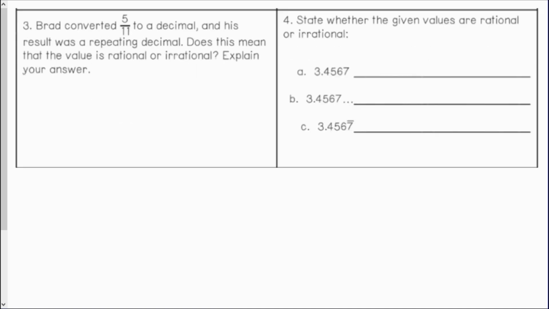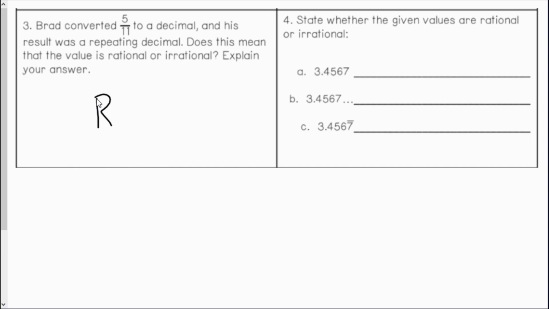Number 3, Brad converted 5/11ths to a decimal and his result was a repeating decimal. Does this mean that the value is rational or irrational? Explain your answer. Every repeating decimal is a rational number. Therefore, 5/11ths would be a rational number. Also, since you can write 5/11ths as a fraction, that makes it rational as well.